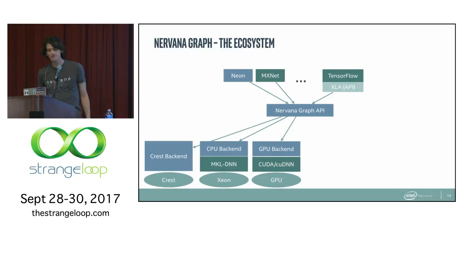So this is the scope of the current project now in the ecosystem. We are developing transformers for the Crest hardware, which I mentioned, CPU backends for training on Xeon CPUs, and GPU support. We're also targeting certain APIs exposed by libraries such as MXNet and TensorFlow.